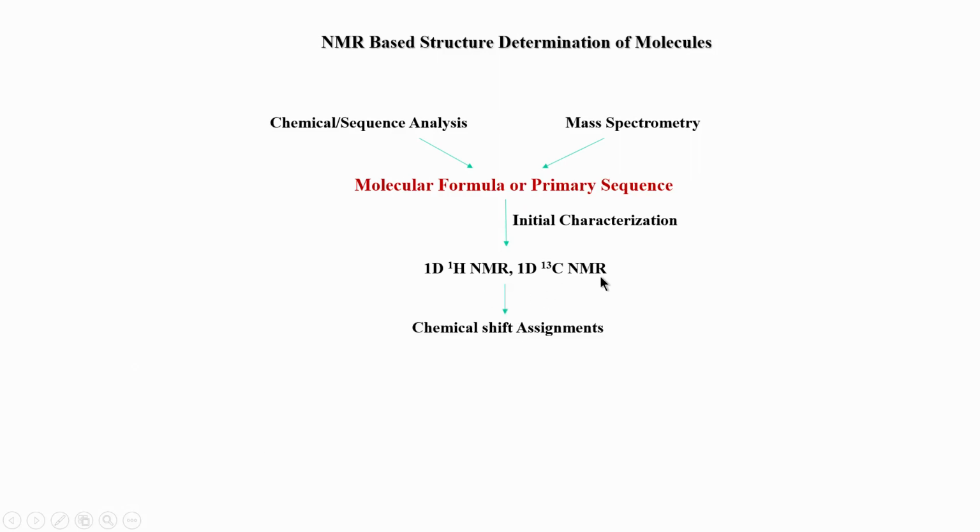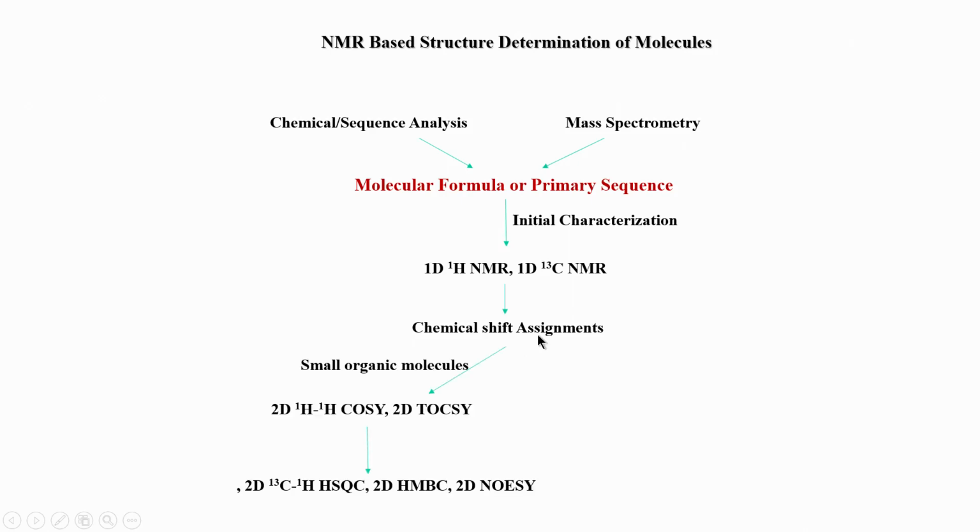Then once you have these experiments, of course here it is written chemical shift assignment, but we need to also record multidimensional spectra, which is not written here. After 1D NMR, we do 2D and 3D NMR and do these resonance assignments, which I already mentioned in the previous slide. That is done with 2D COSY and TOCSY for small organic molecules, and you can also use HMBC, HSQC and NOESY, and this part was covered in the previous course in NMR.